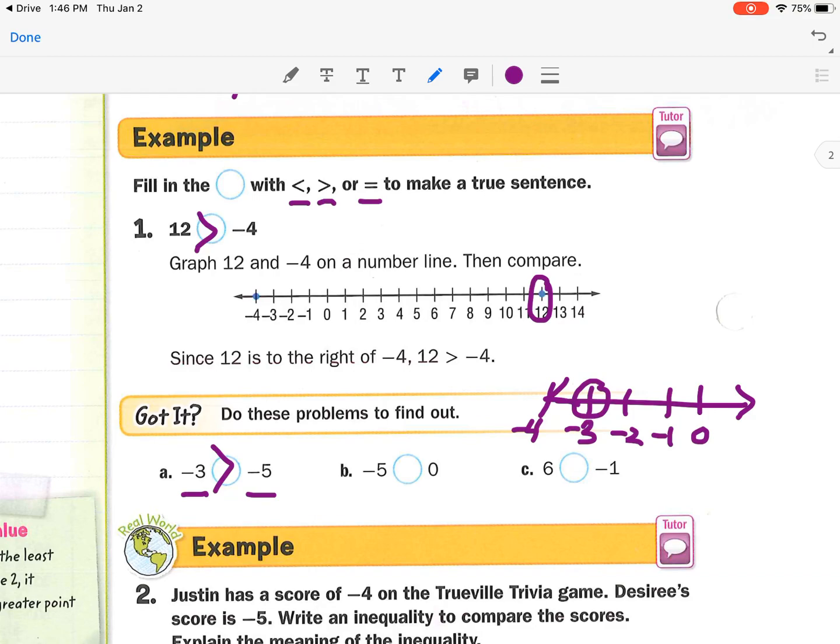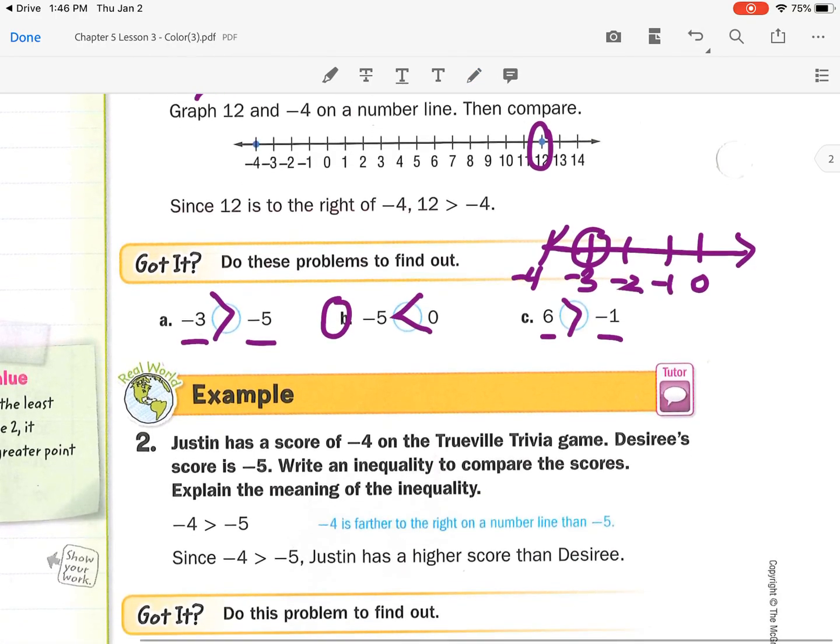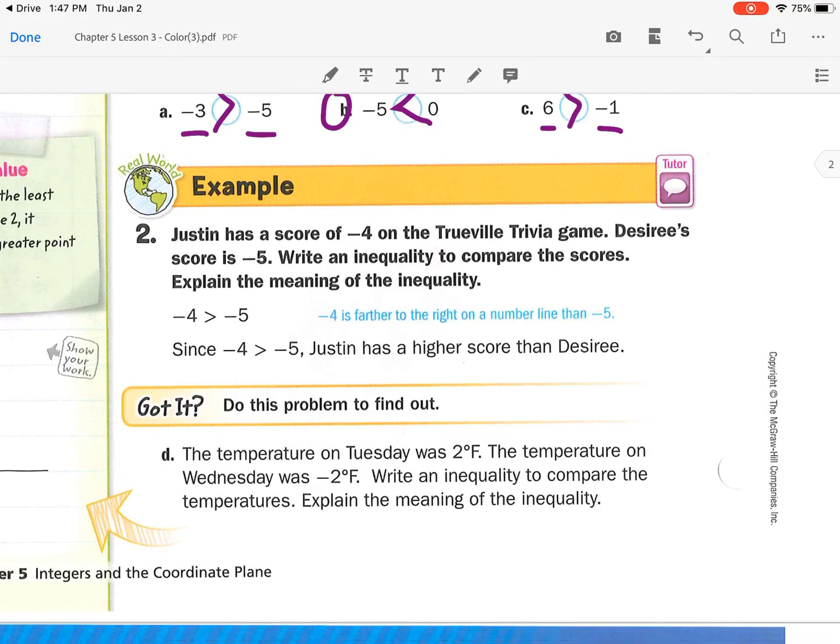Okay, if I'm looking here at this one, B, negative 5 is greater than, less than, or equal to 0. Negative 5 is less than 0. Now, when you're looking at a positive and a negative number, always your positive number is going to be greater than. So 6 is greater than negative 1. Okay, let's take a look at this next one.